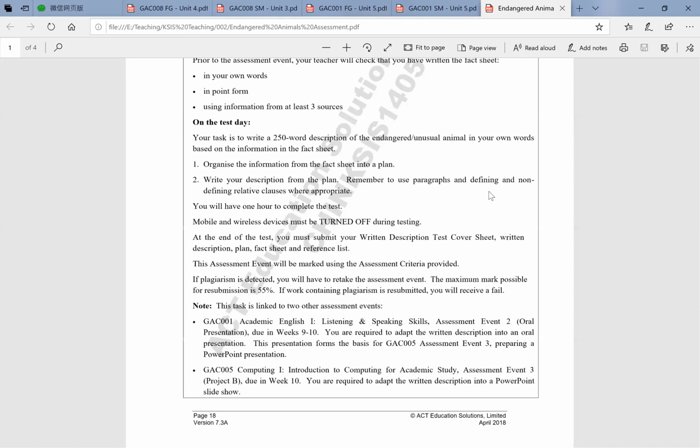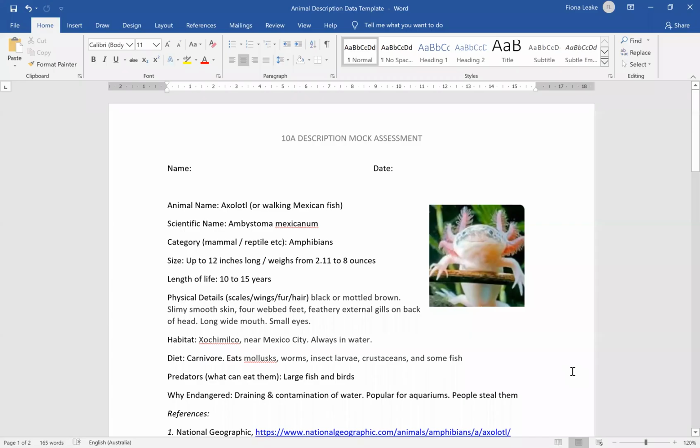We're going to complete this today. You're going to have 1 hour to complete the test. I'm going to show you what I've created. I've actually created a data sheet myself, about a very cute little animal that lives in Mexico.